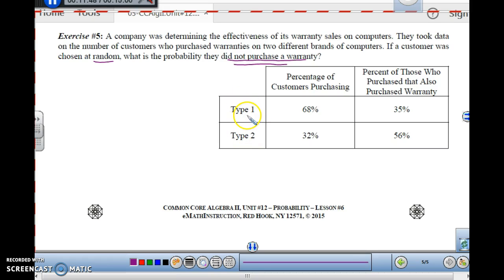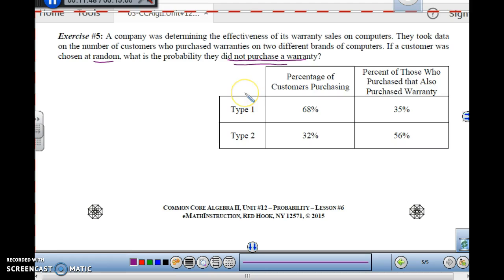We have type 1 and type 2, the 2 different types of computers. And then this is the percentage of the customers that purchased the computers. And this is the percent of those who purchased that also purchased the warranty. So this is how many purchased the computers. This is how many purchased the warranty. Okay, so we want to figure out what is the probability they did not purchase a warranty.